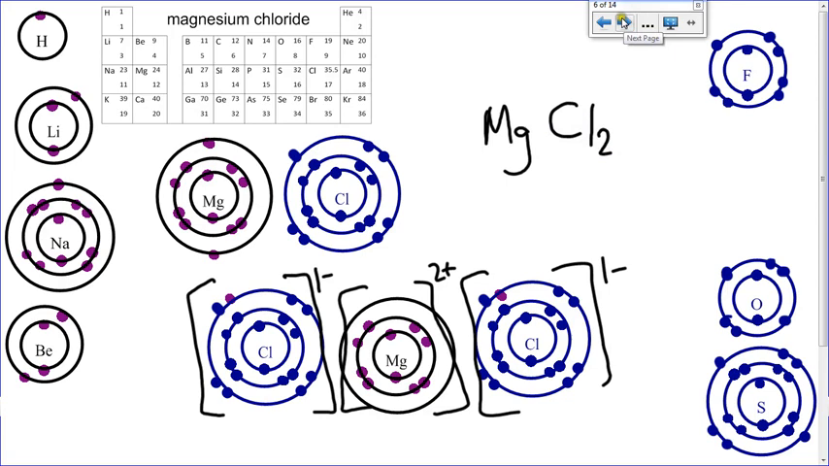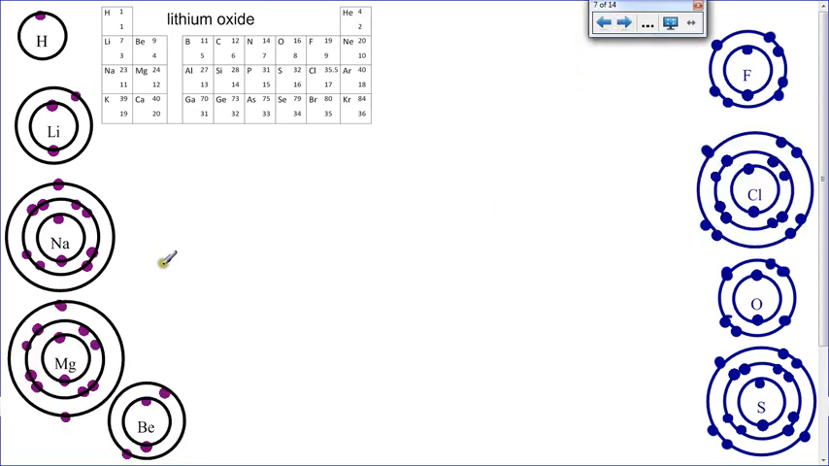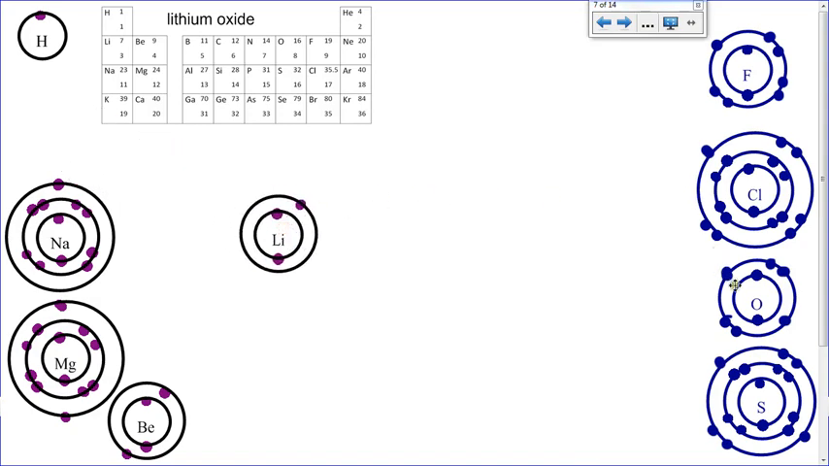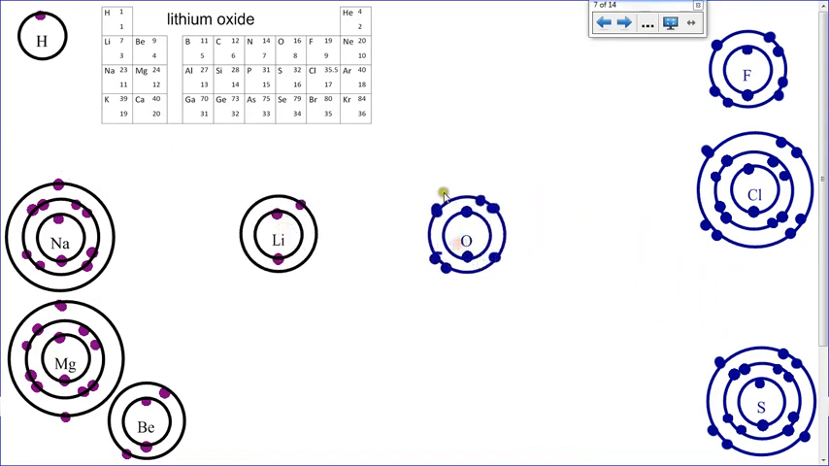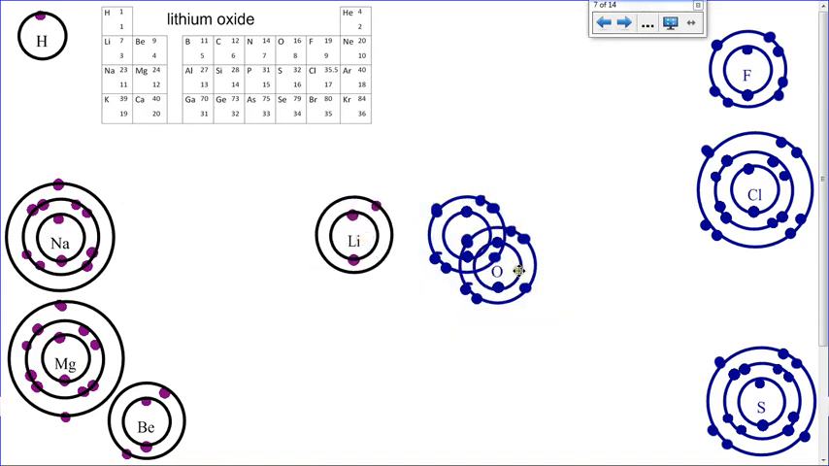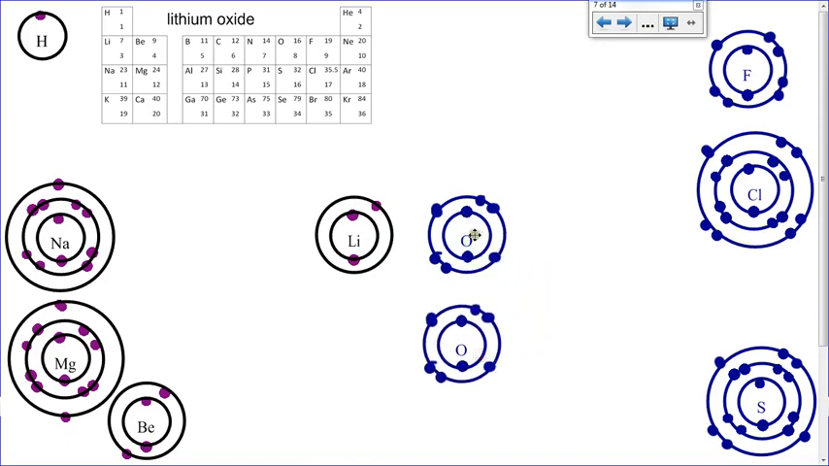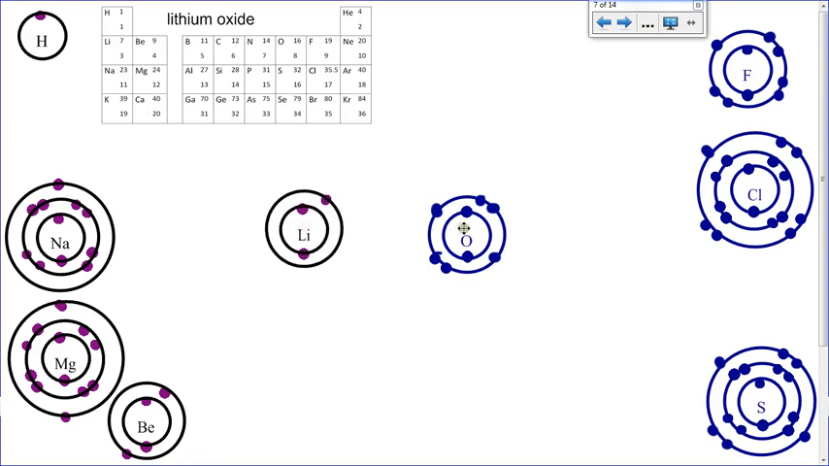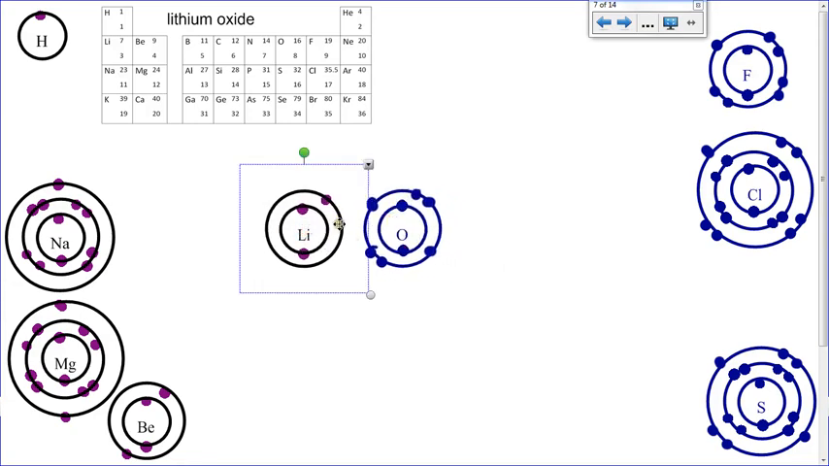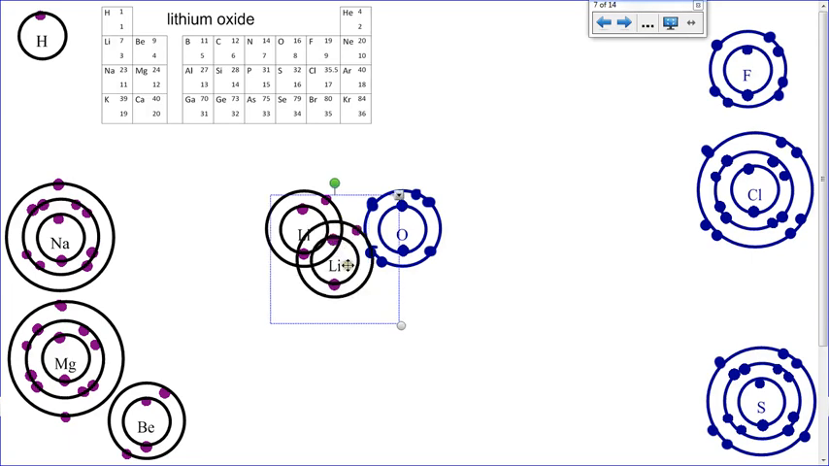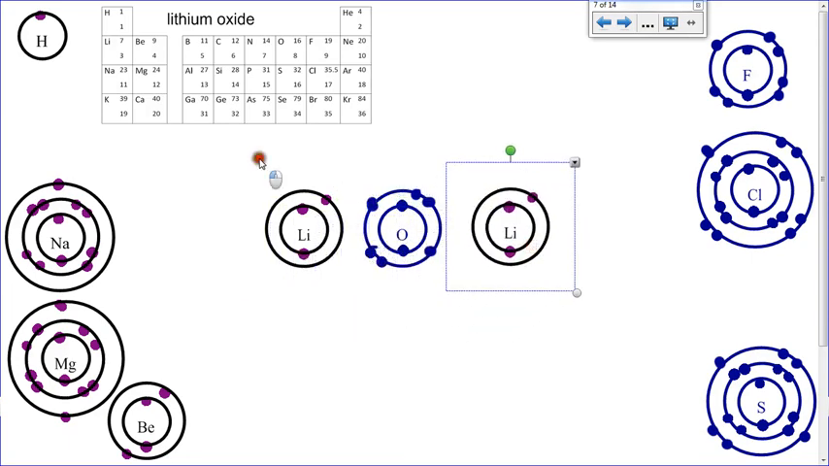Let's have a look at another example that's not so straightforward. Lithium oxide, we need a lithium and an oxygen. Right, we can start to think that something's not quite right here, because we know oxygen needs 2 electrons, lithium's only going to give away 1. And silly me, I've drawn 2 there. So lithium's going to give away 1. Obviously we need 2 lithium atoms to provide the necessary amount of electrons.